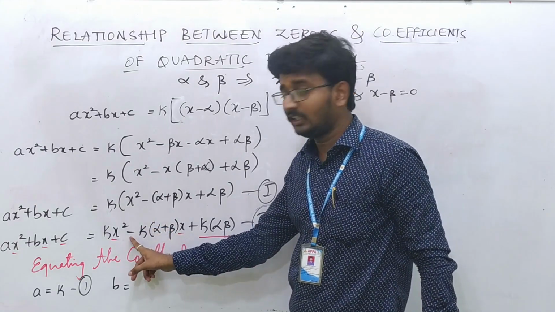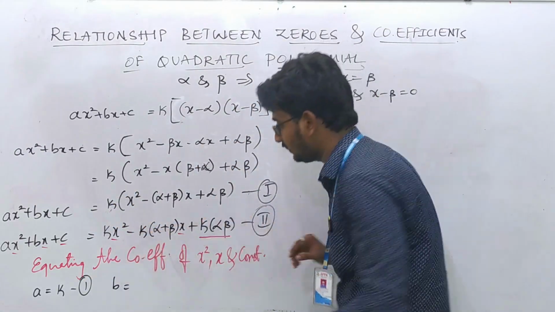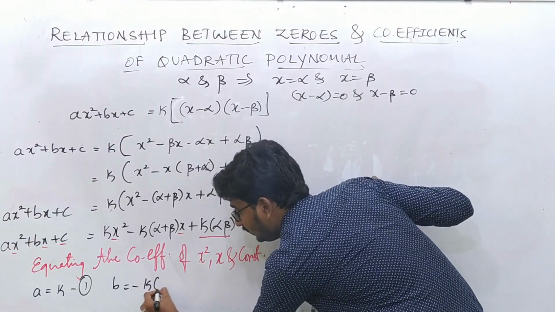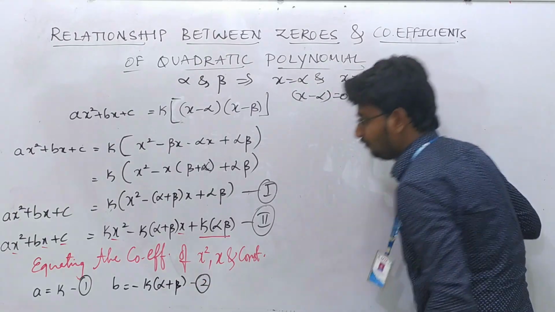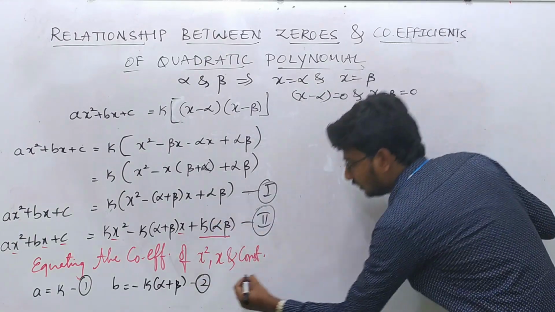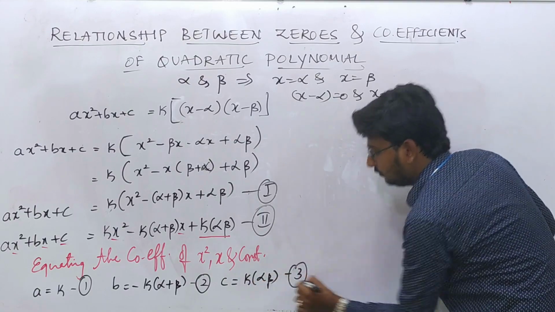No, check what the sign is. If here it is nothing, it means it is plus. But here we have a minus sign. So this is minus k into alpha plus beta. I'll mark it as equation number 2. Then the last constant term, c is equal to k into alpha beta, equation 3.